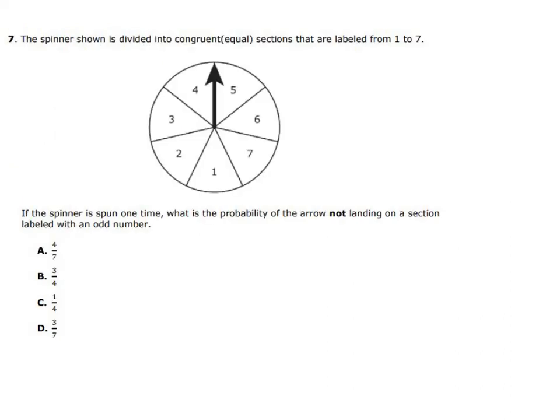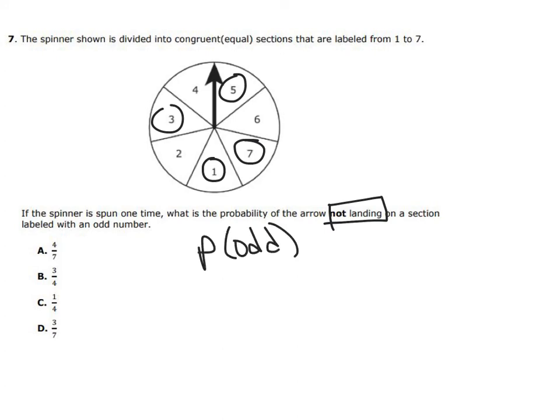Okay, number 7. The spinner shown is divided into congruent equal sections that are labeled from 1 through 7. If the spinner is spun one time, what is the probability of not landing on a section labeled with odd numbers? So let's look for odd numbers. So there's odd, there's odd, there's odd, there's odd. Okay, so the probability of odd numbers would be 4 out of 7.